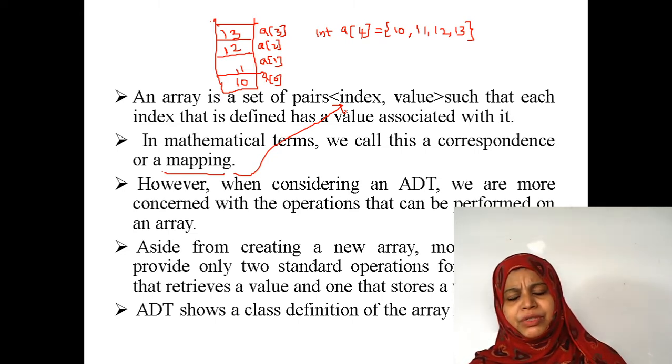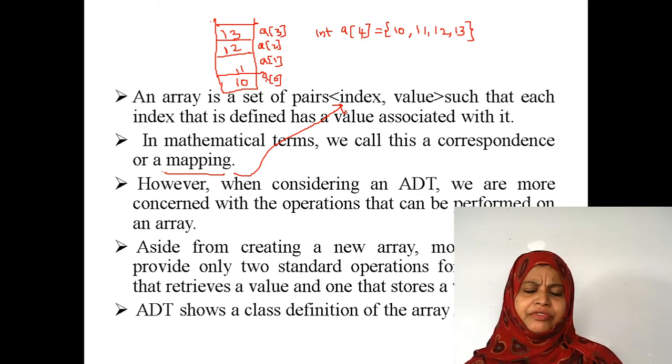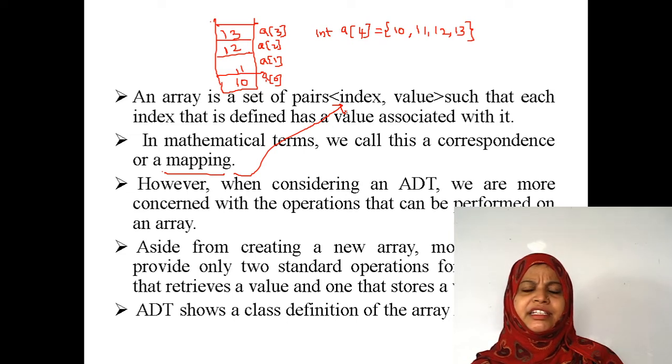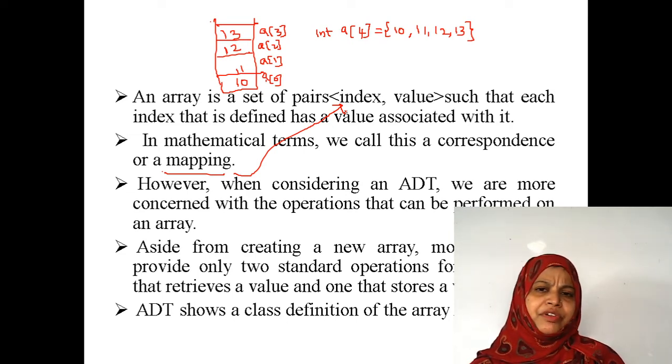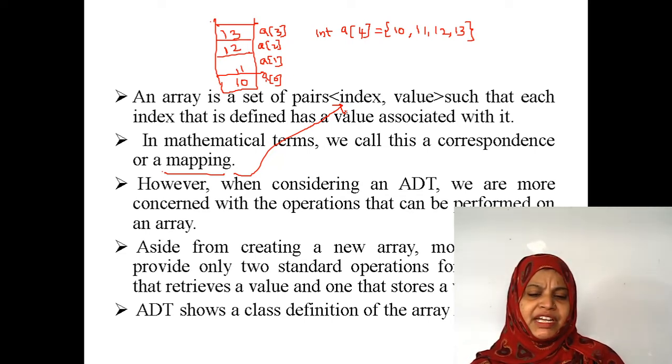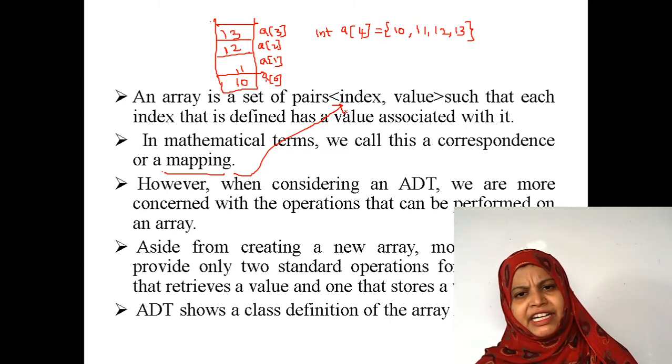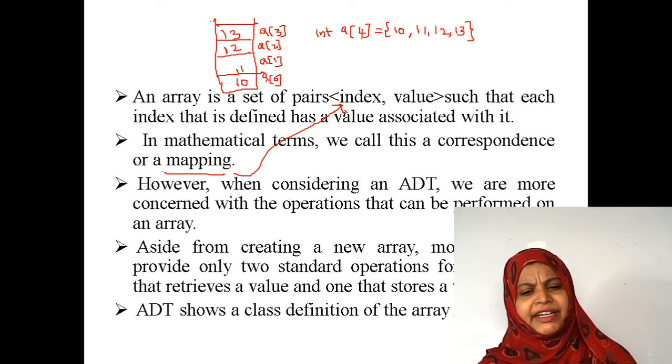Whenever we are going to declare any data type as an abstract data type, in that particular case, we can perform various types of operations: insertion, deletion, traversing, inserting at the beginning, deleting at the end, inserting in the middle. All those operations we can perform on the abstract data type. But here I am implementing the array by using the abstract data type in C++. In that particular case, I am going to perform only two standard operations.